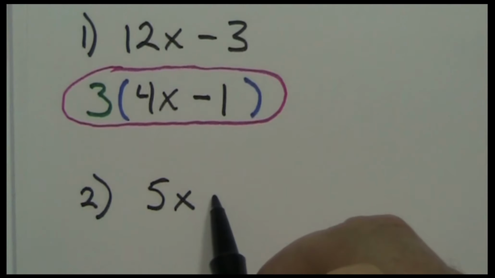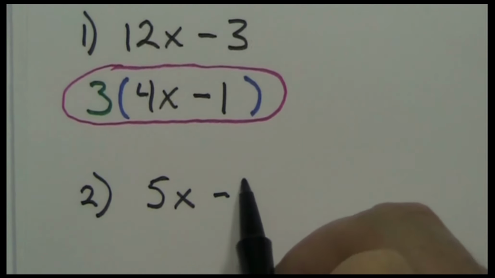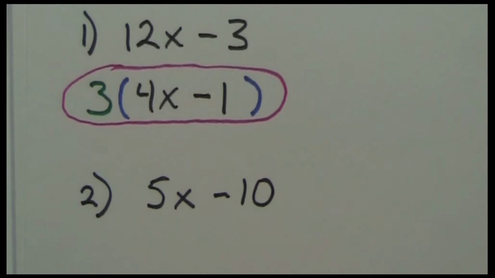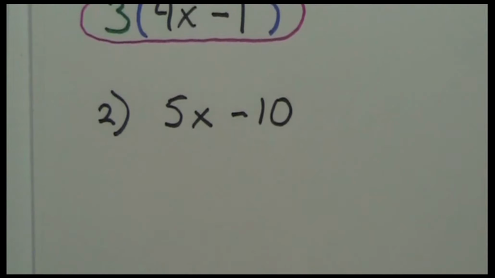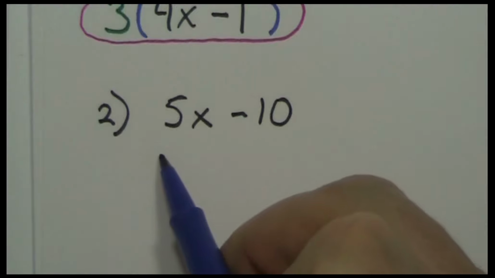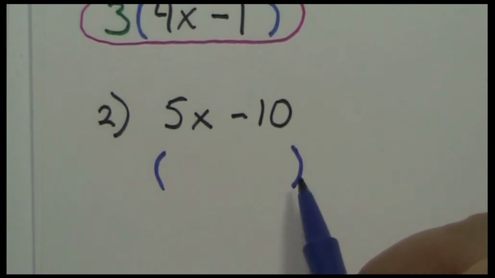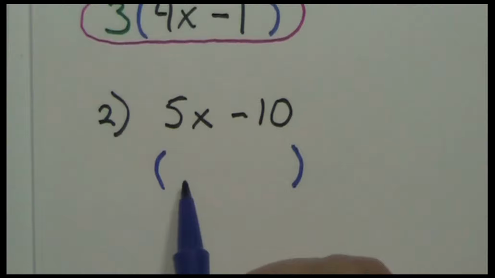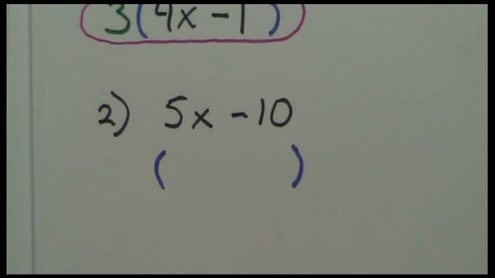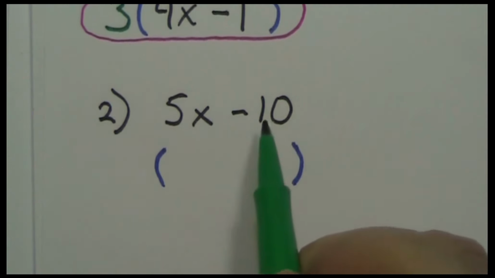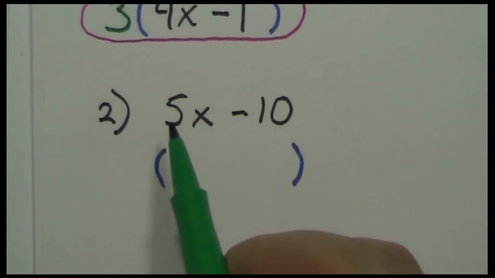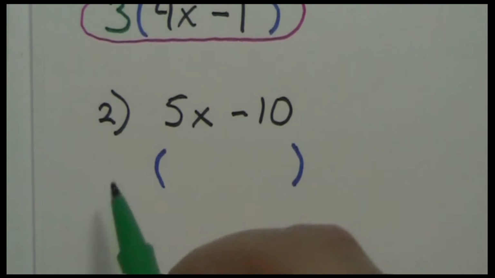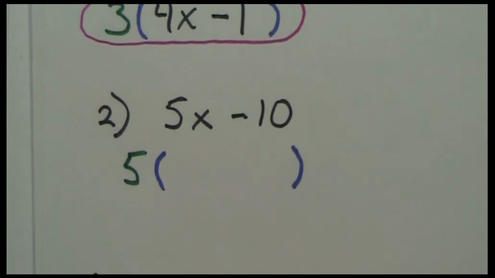Okay, number 2 is 5x minus 10. So our first step is to figure out, well, what goes into both of them? Let's put our parentheses here. And then now we need to figure out what number goes on the outside. What goes into both 5 and 10? What's the biggest number that goes into both 5 and 10? 5 does. 5 goes into both of those.